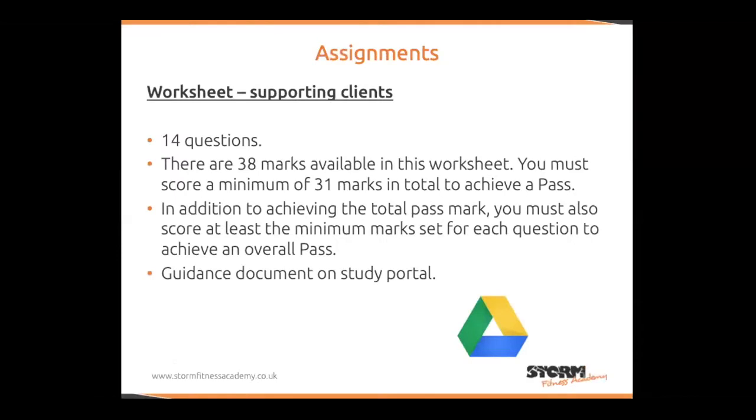So in your Google Drive folder, you've got another little worksheet. It's 40 questions. There's 38 marks available for this one. You've got to get 31 marks in total to achieve a pass. So you can drop 7 marks on that. But as always, every question's got a minimum pass mark, so check that as well. And we've got a guidance document for this on your study portal.